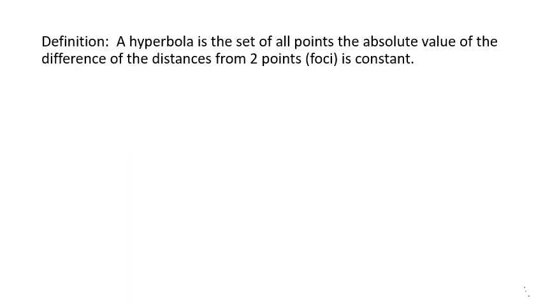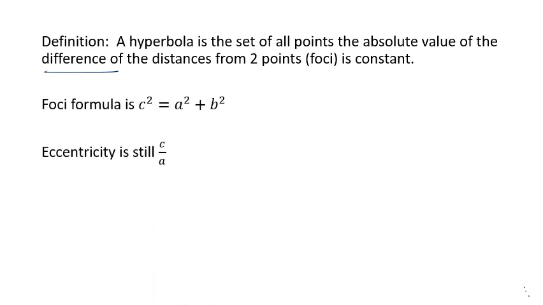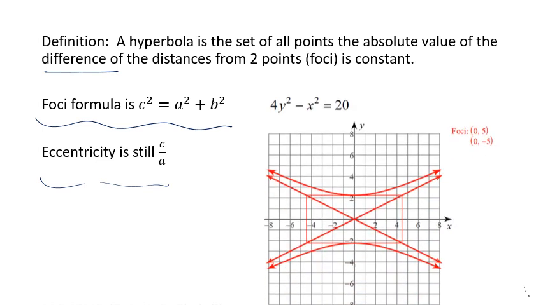So first it's the definition. I'm sure we got to this today, but it is the difference. That's why we have a subtraction. We need to know that the foci formula is now a plus because the actual equation has a minus. Eccentricity is the same. It's still C over A. So these are just formulas that you need to memorize.